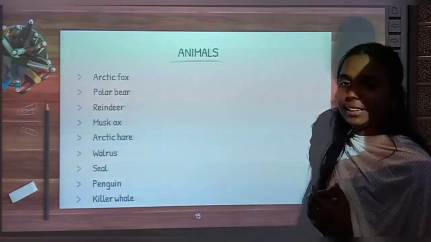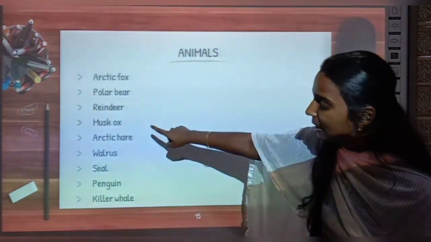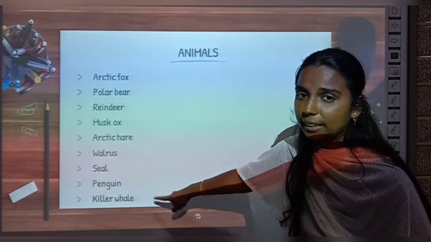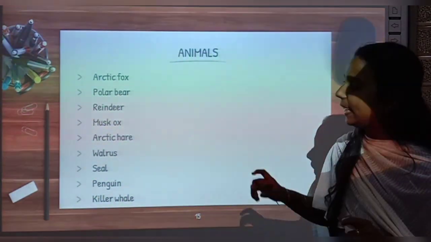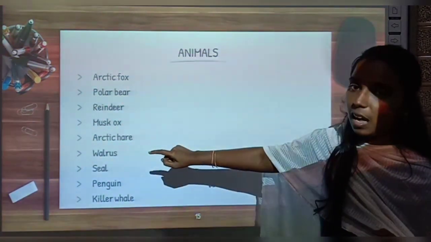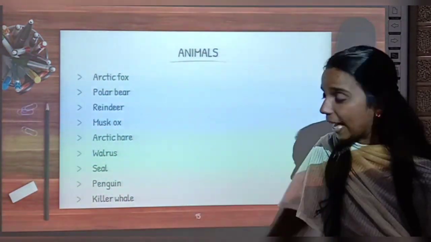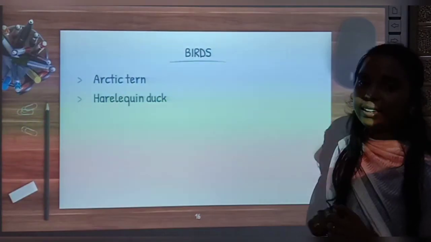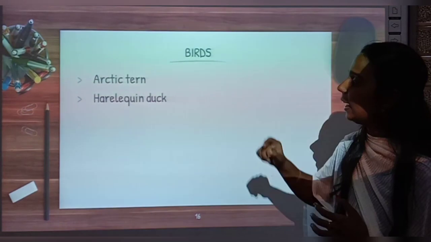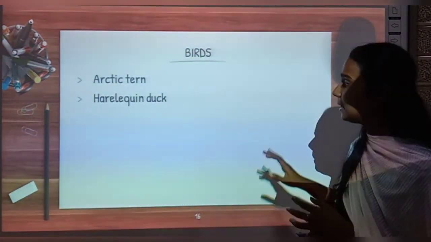And what are the animals we can see here? Arctic fox, polar bear, reindeer, muskox, Arctic hare, walrus, seal, penguin and killer whale, okay? And what are the birds we can see here? Arctic tern and harlequin duck, okay? So that's all about the wildlife, right?